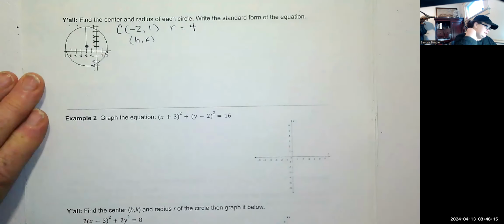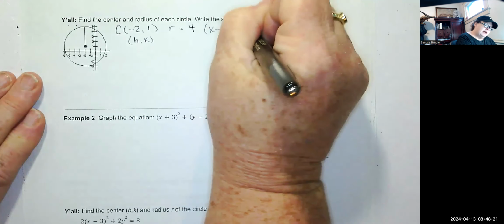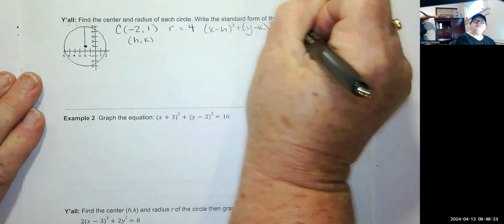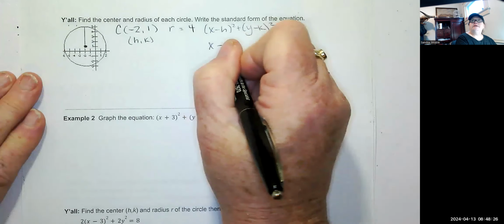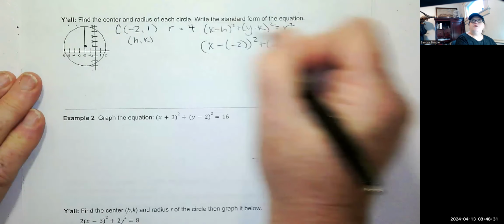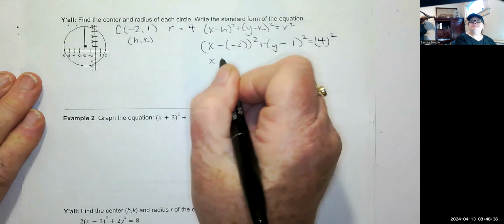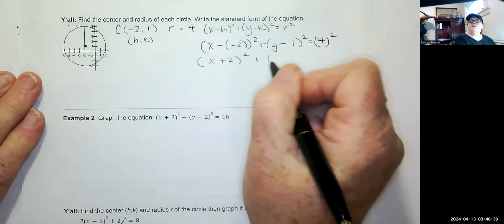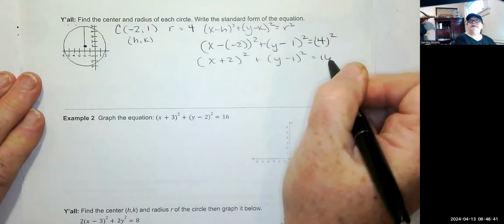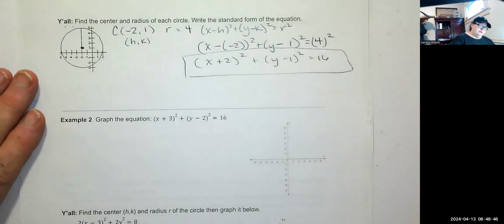So when we go to write this in standard form, we're going to use x minus h squared plus y minus k squared is equal to r squared. So x minus -2 squared plus y minus 1 squared is equal to 4 squared. That becomes x plus 2, we're going to square it, y minus 1 squared is equal to 16. Oh yeah, I am done. Remember, again, do not leave it in that form. Just don't. It's going to make the hair on my head stand up.